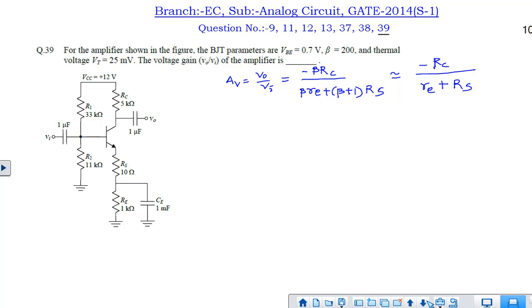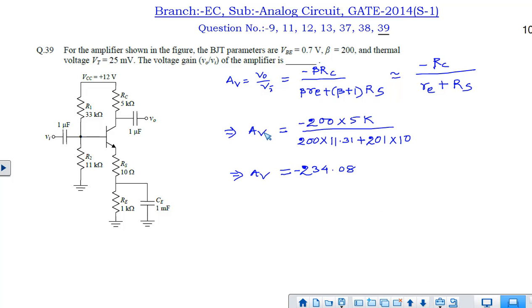So if we try to find out the exact value of the voltage gain by putting all these values in this expression, then we will get the exact value of the gain to be minus 234.08, and by approximation we will get this expression. If we substitute here, then we will get the gain to be minus 234.6. So it is very close. The gain value is very close. So that is the solution for question number 39.